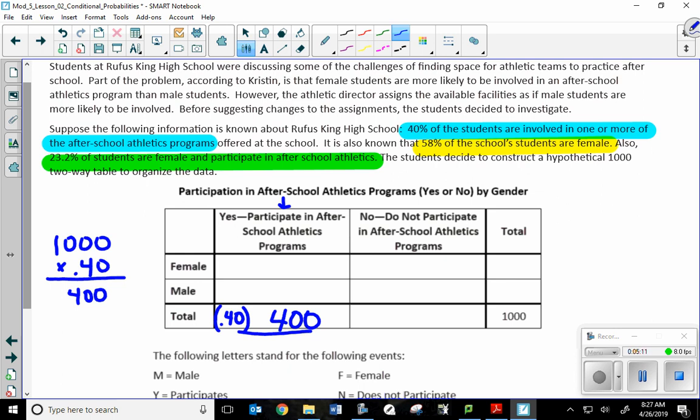So let's take a look at what we have here in yellow. In yellow, here we go. 58% of the school students are females. So where's my female column? Oh, you know what?